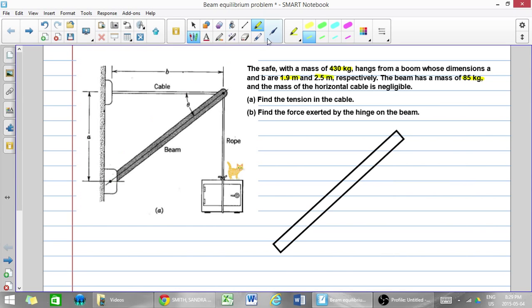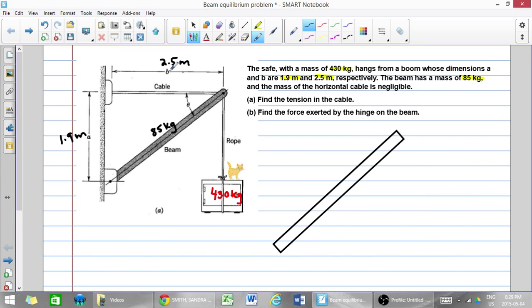All right. Let's just write down some of our information right on the diagram because that will be helpful. Our safe is 430 kilograms. That includes the mass of the cat. The beam, 85 kilograms. A is 1.9 meters. B is 2.5 meters.